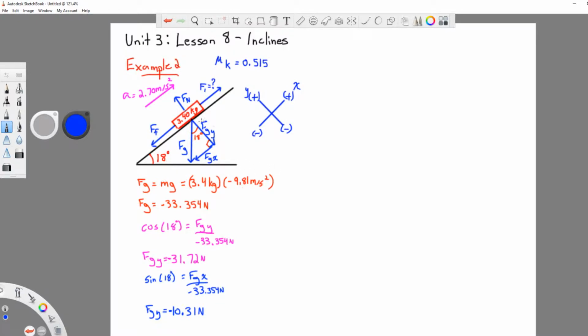So we've now solved basically this whole triangle. Keep in mind all three of these forces are forces that are actively acting on this block. Well, really, it's one or the other, right? FG is pulling straight down. These are the components of FG. So not all three, but the combination of FGY and FGX makes up FG. All right, let's do some solving.